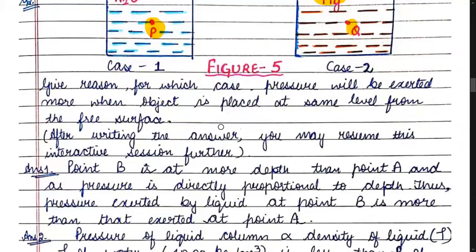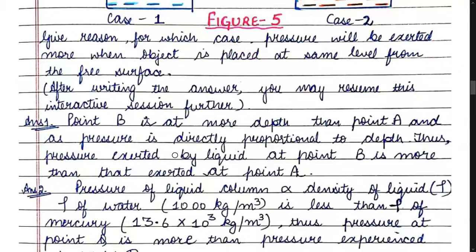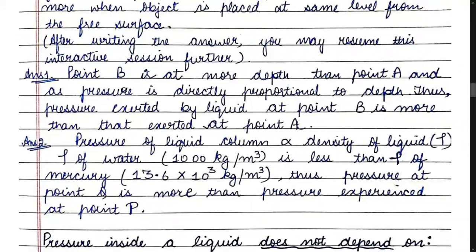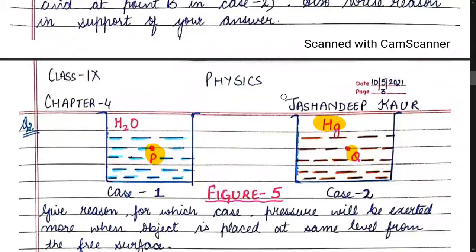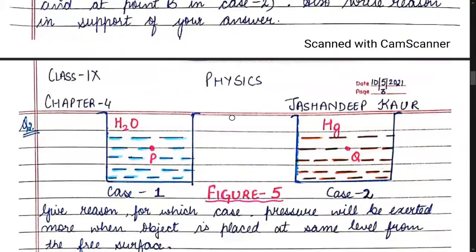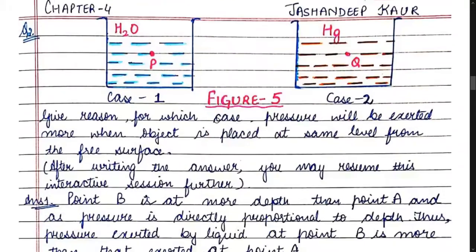So I hope you must have got the answers. So let us see. Answer number 1 is point B is at more depth than point A. And as pressure is directly proportional to depth, more is the depth from the free surface, more pressure is exerted by the liquid on the surface.